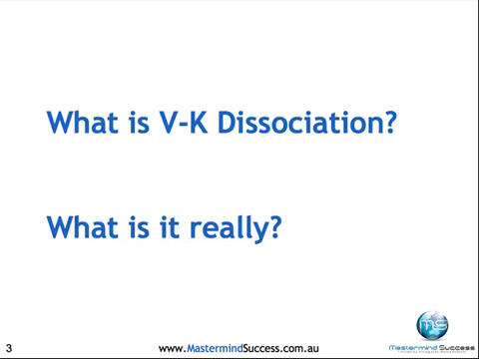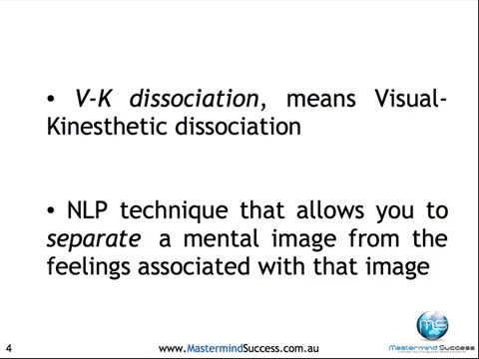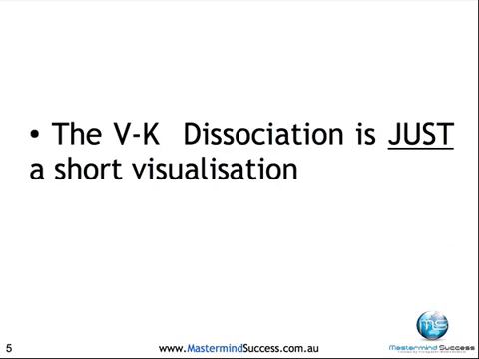What is VK dissociation? What is it really? VK dissociation means visual kinesthetic dissociation. It's an NLP technique that allows you to separate a mental image from the feelings associated with that image. The VK dissociation is just a short visualization.